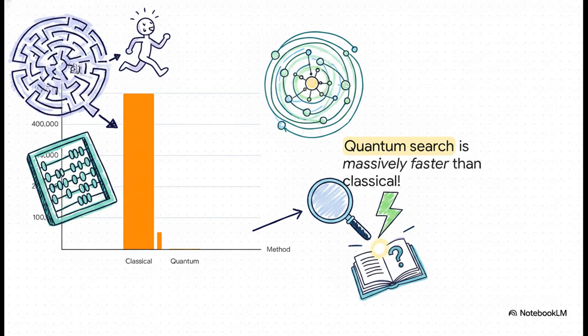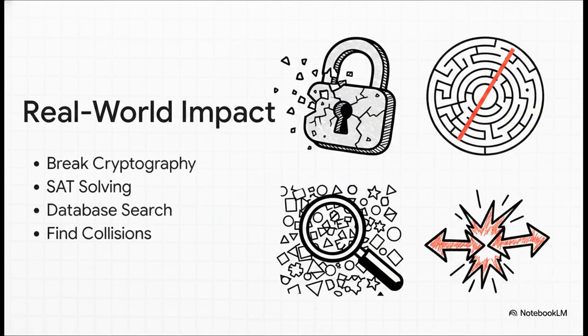And it scales insanely well. If your database grows to, say, 1 trillion items, the classical computer takes 500 billion steps. The quantum computer, just 1 million. It literally turns an impossible, lifetime-long task into a quick calculation. The real-world implications of this are frankly staggering.